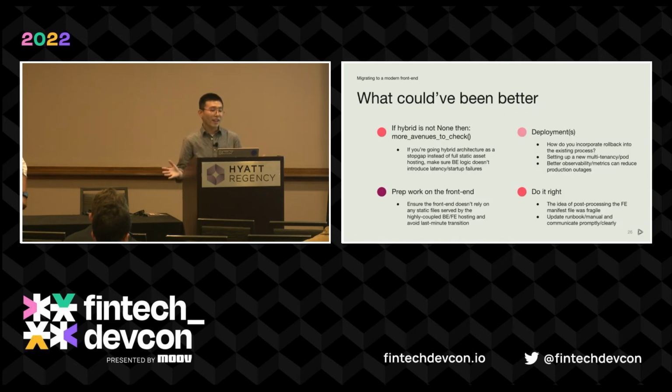But from all that, what could have been really better? If you're going with these kind of stopgap, hybrid architectures that really could push you forward to a completely modern front-end system and architecture, just make sure that you would not have some sort of weird latency or startup failures because of the front ends being served from the legacy backend that rendered the front end.